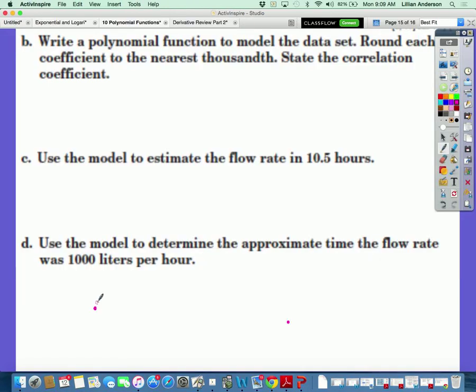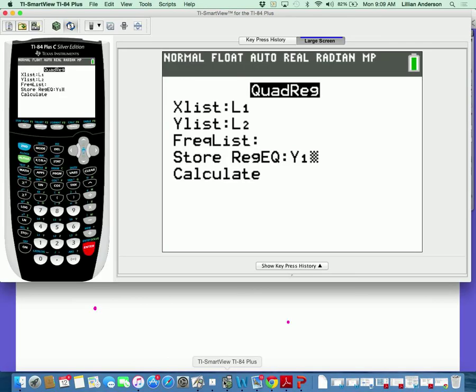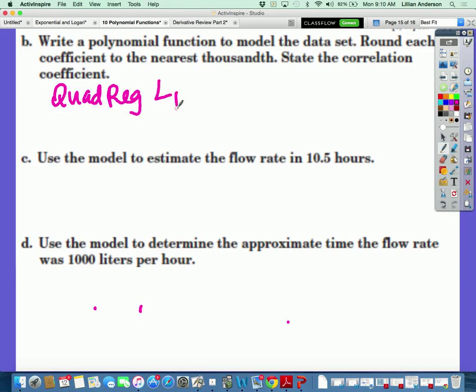If yours does not look like mine, it just pops up quadratic. Then what you need to do is press second, then press 1. When you do that, it should pop up as L1, correct? Then you need to press comma. Comma is located right above the 7 button. Then you're going to press second 2, and it should pop up as L2. No comma.